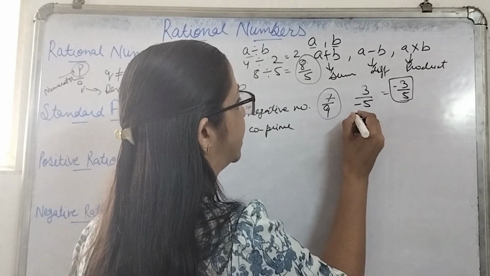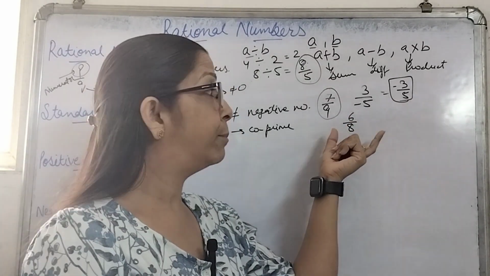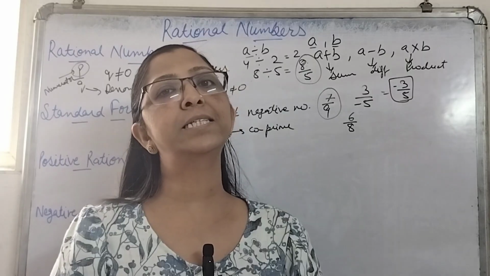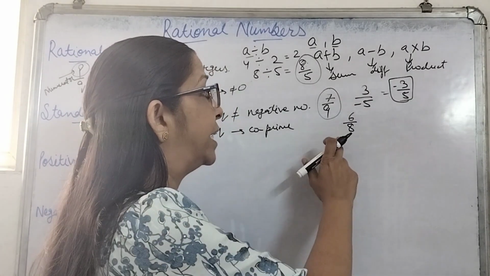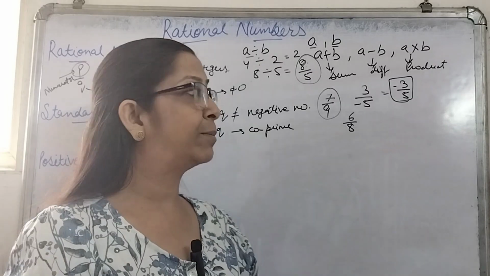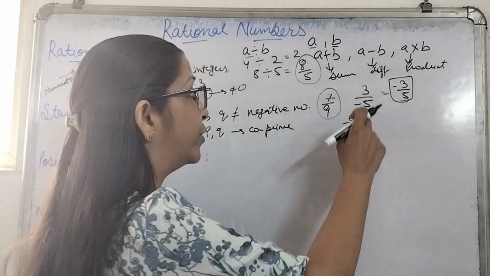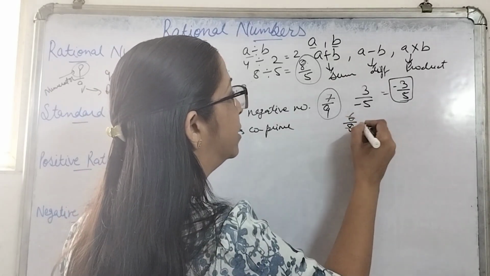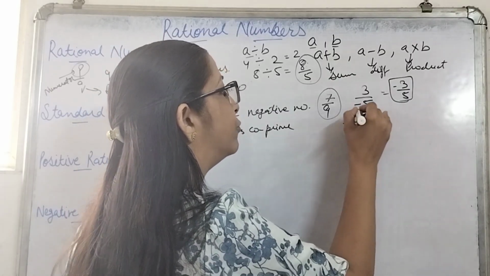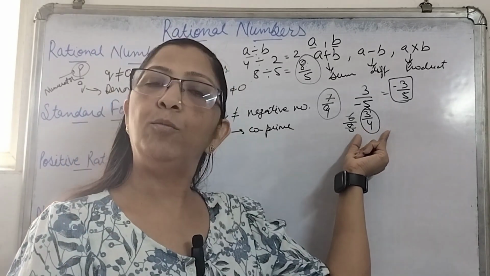Similarly, if the number is say 6 upon 8, it is a rational number, but again it is not in its standard form. Why? Because 6 is divisible by 2 and 8 is also divisible by 2. That means their HCF is not 1, HCF is 2. So if we divide 6 and 8 by 2, we get 3 by 4. Now 3 upon 4 is a rational number and is in standard form also.